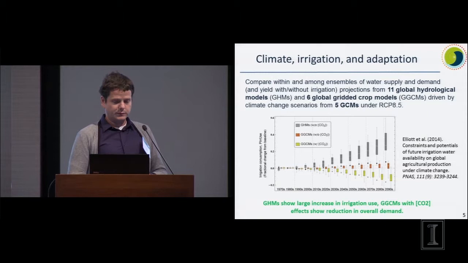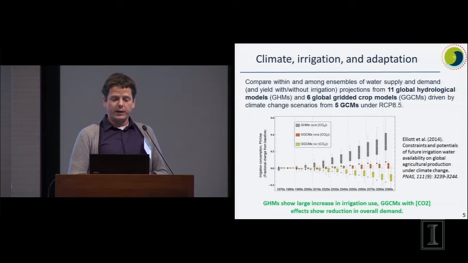So what I plotted here is the distribution. The gray shows the distribution from the global hydrological models of the total irrigation demand, indexed at zero from now to over the next 100 years under an RCP 8.5 scenario for all 5 GCMs. You can see the global hydrological models generally predict a significant increase in the demand for irrigation over the next 80 to 100 years, ranging anywhere from 20 to 45% increases.